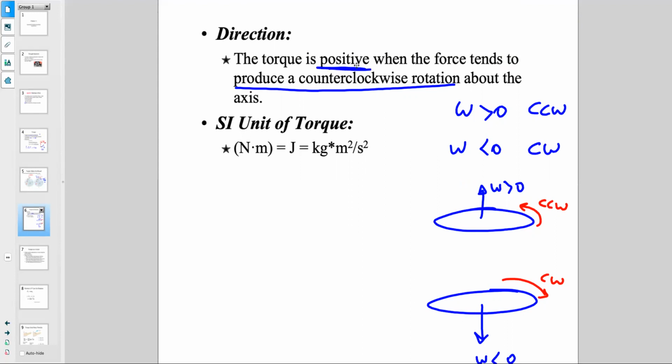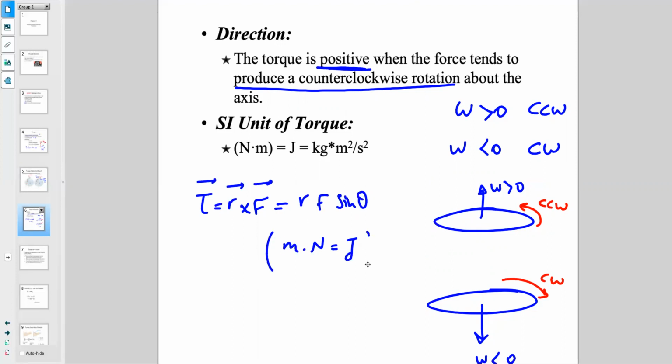The unit for torque: let me write down the formula for it. Torque is r F sine of the angle between them. Sine is just a value, it doesn't have any units. r is in meters, and F is in newtons. We know what a newton times meter is: it's joules. So it's in the units of energy. What you can see here is that torque is actually causing the change of the energy of this rotating object.